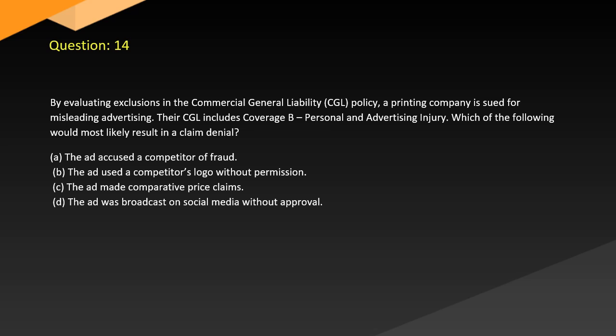Question 14. By evaluating exclusions in commercial general liability (CGL) policies, consider a printing company sued for misleading advertising. Their CGL includes Coverage B, personal and advertising injury. Which of the following would most likely result in claim denial? A. The ad accused a competitor of fraud. B. The ad used a competitor's logo without permission. C. The ad made comparative price claims. D. The ad was broadcast on social media without approval.